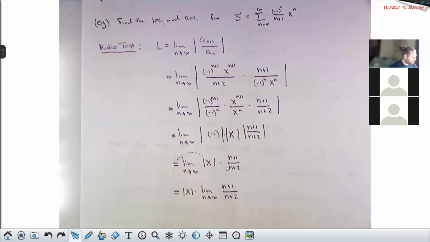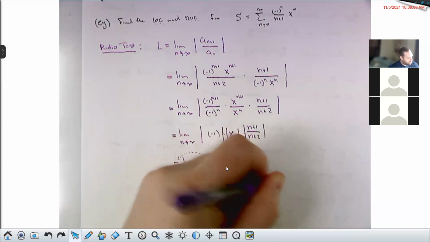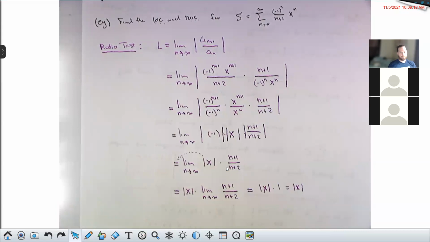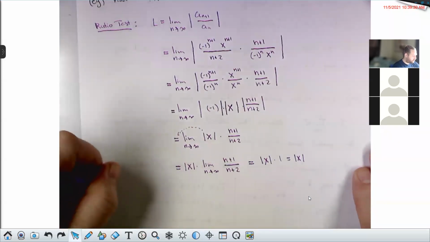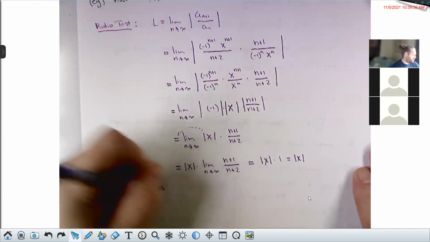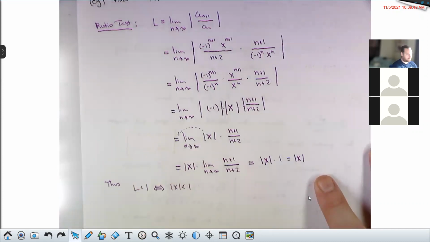And this limit, you've seen a million like it, is 1, right? So this is the absolute value of x times 1, or just the absolute value of x. So L, the number from your ratio test, isn't really a number, it's the absolute value of x. It's a function of x. Thus, L is less than 1 if and only if the absolute value of x is less than 1, because L is the absolute value of x.